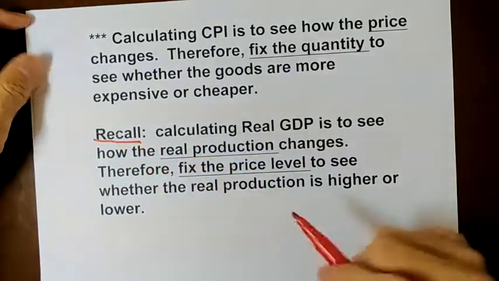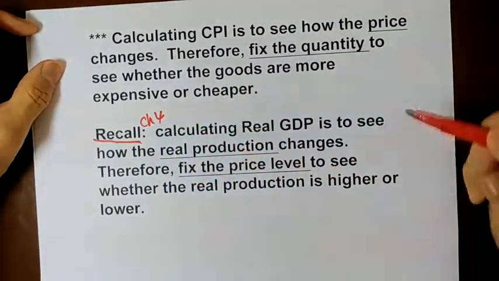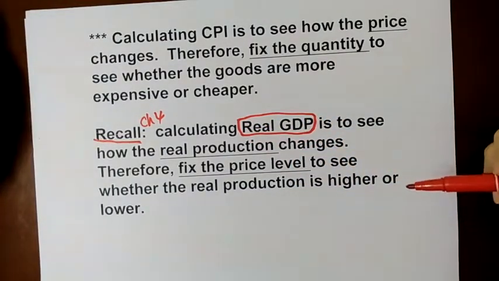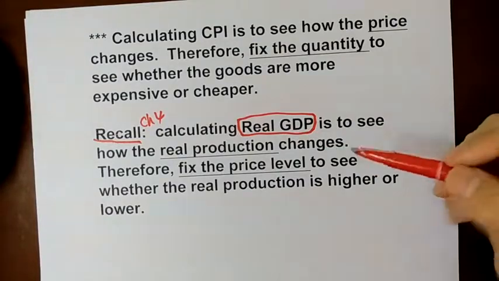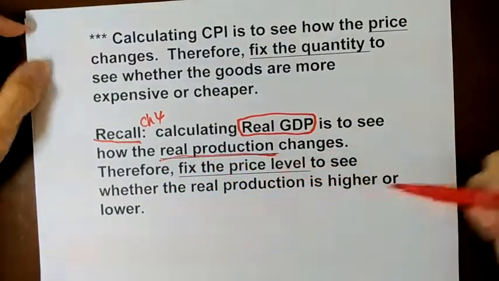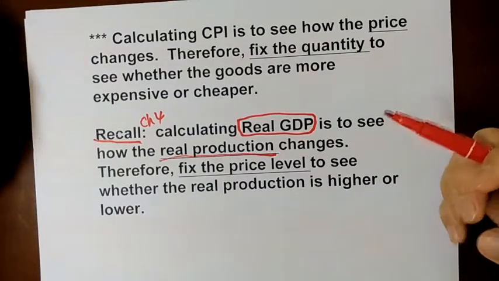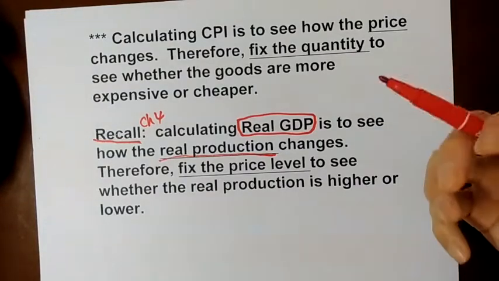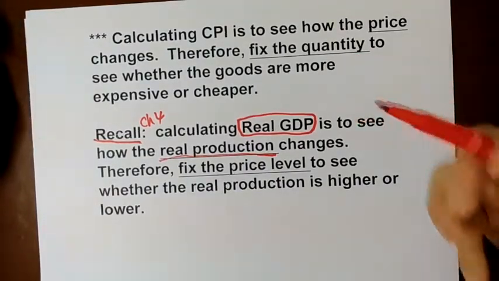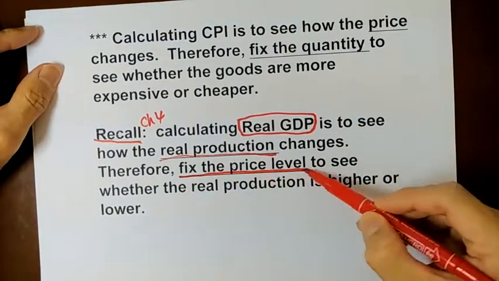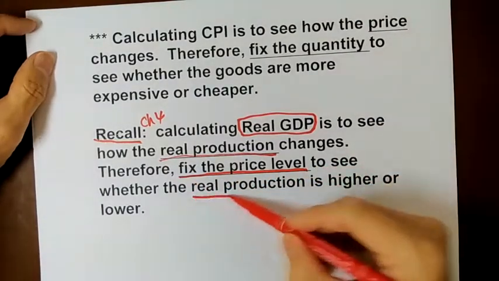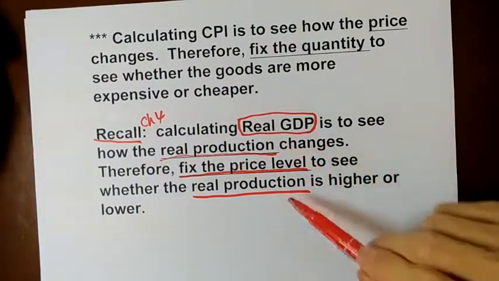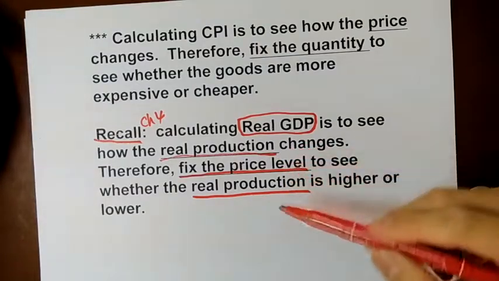Now, recall in chapter 4, when we are calculating real GDP, what was the purpose? The purpose was to see the change in real production. We want to know whether we produce more apples than before. Therefore, we don't want the price to affect our conclusion. Therefore, we fix the price level to see the change in real production. So when we are calculating real GDP, we assume that the price level doesn't change from one year to another.